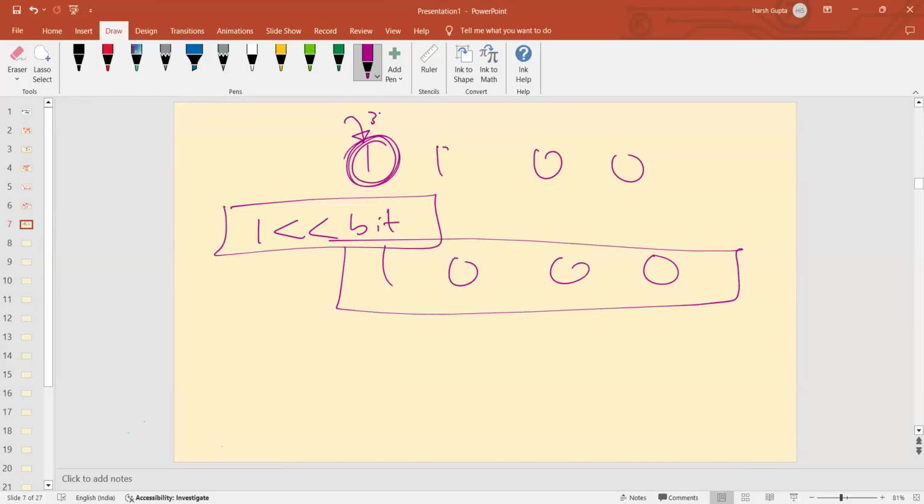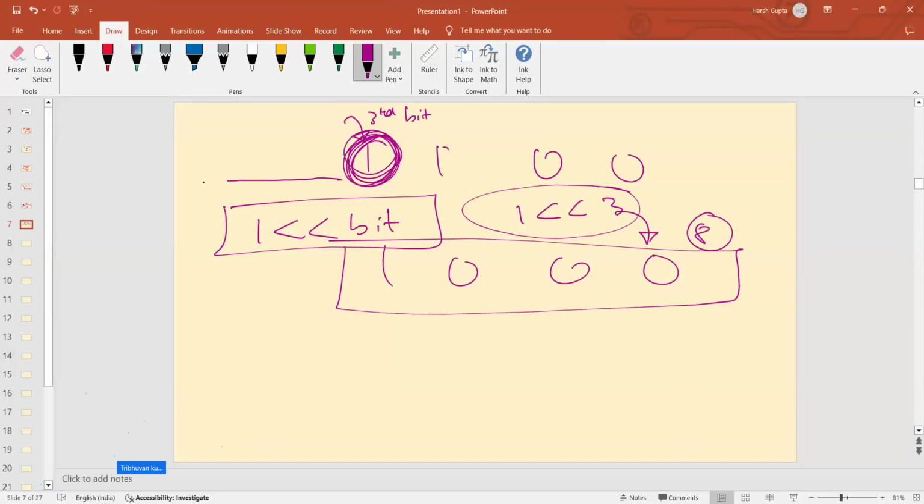We know that this is the third bit, isn't it? This is the third bit. So one left shift 3 will actually give us this number 8. So how do we get that this is the third bit? Just count the total number of zeros that are present before this one, and subtract that from 31, so you will get the bit position of this particular bit.